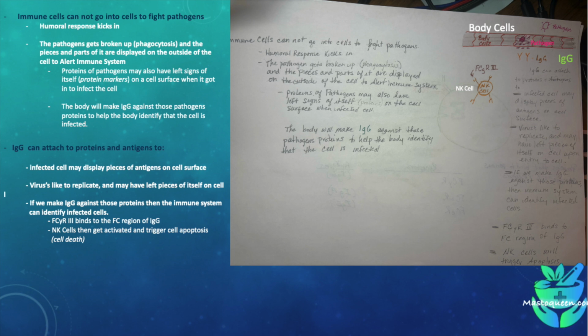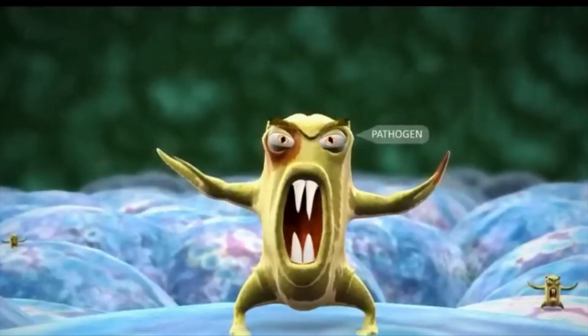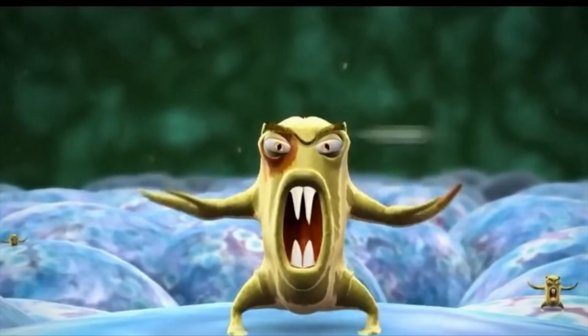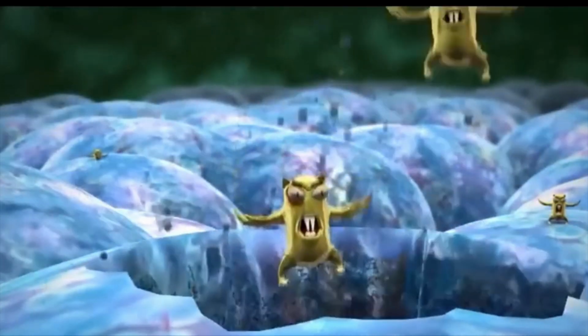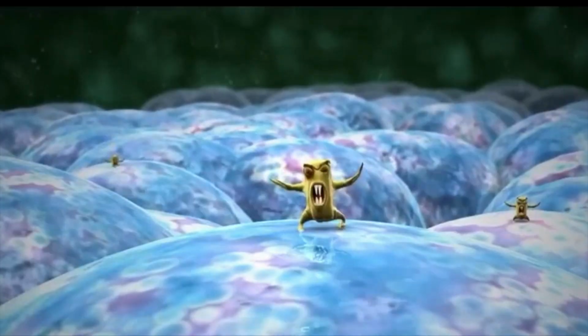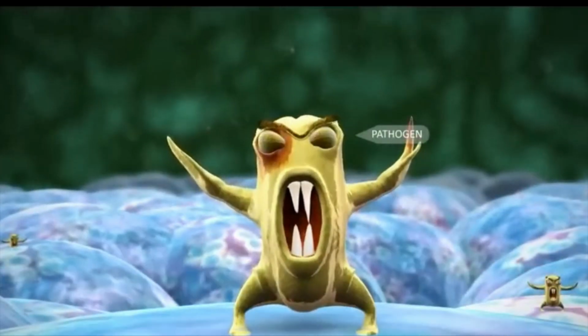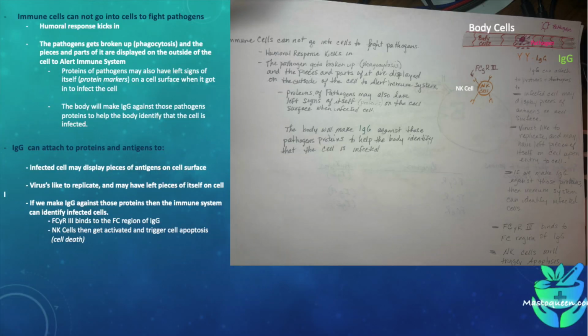So they're very specific. In our little example of the little green goblin pathogen here, our body secretes the IgG through the plasma cells to attack specifically the green goblin. Nothing else. It makes antibodies to attack the green goblin pathogen. So when the body makes IgG against those pathogens, they help the body to identify that the cell is infected.